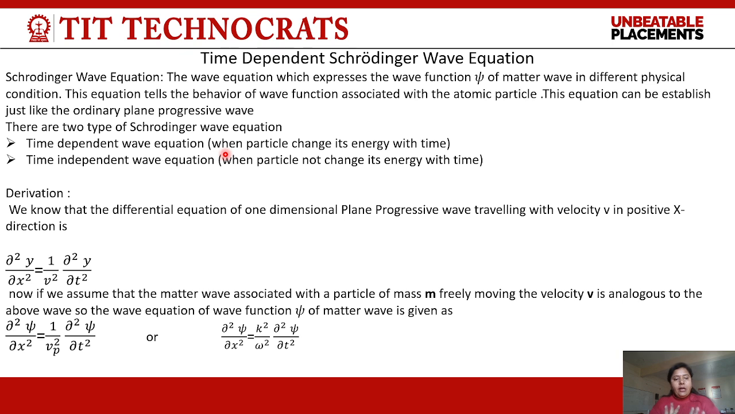As I said earlier, we can establish this equation like an ordinary plane progressive equation. So here is the derivation. We start with the classical mechanics plane progressive wave equation. Suppose there is one wave traveling with velocity v in the x direction, then according to classical mechanics, the wave equation is given by d square y by dx square is equal to 1 upon v square d square y by dt square, which is the general wave equation.